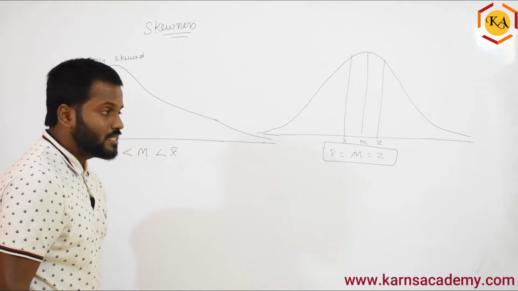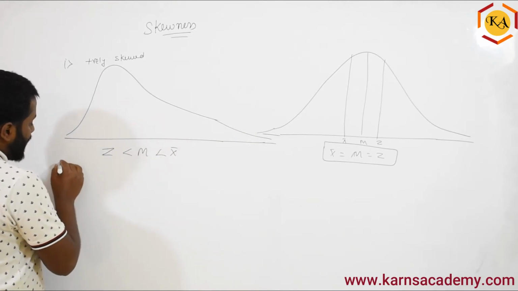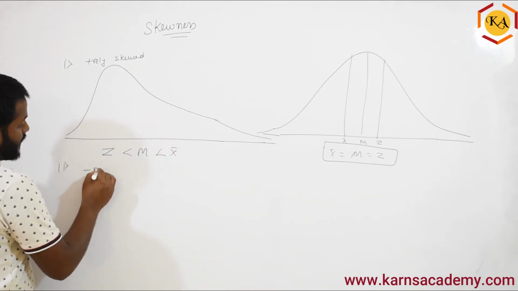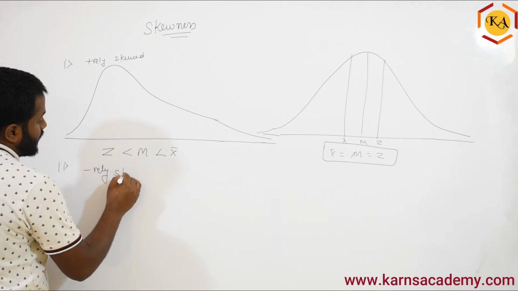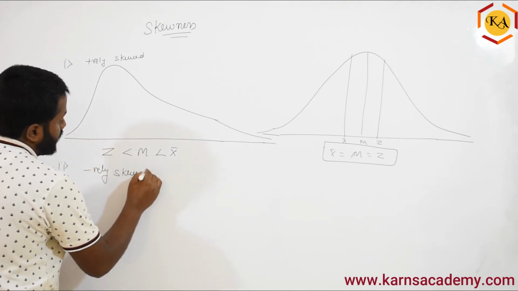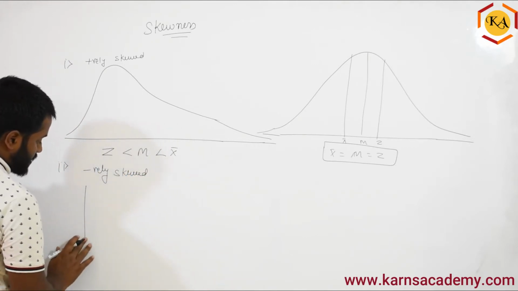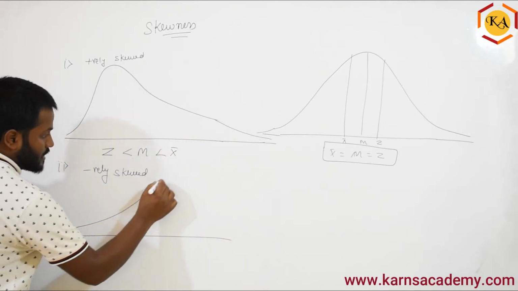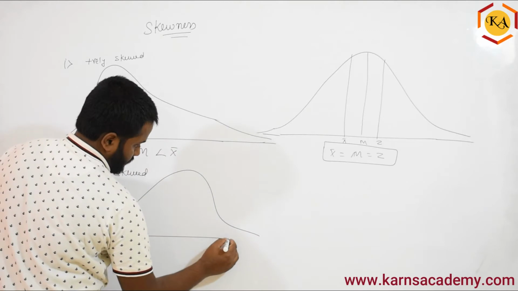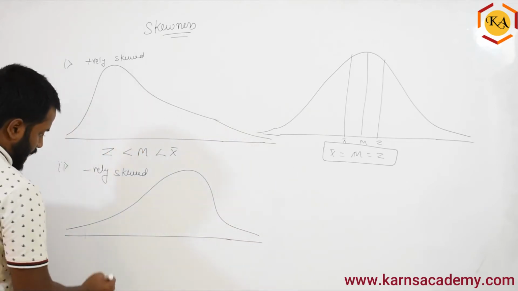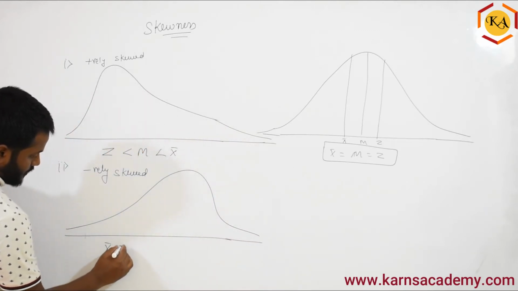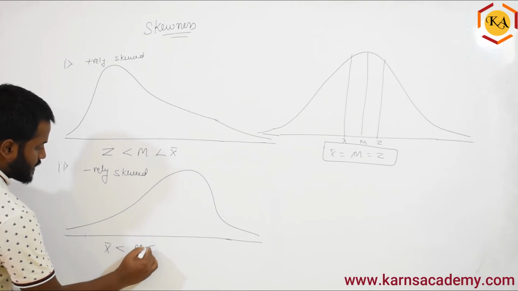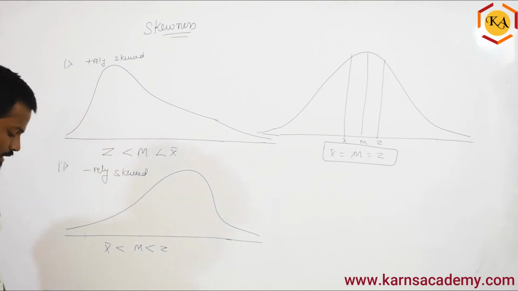This will happen. And similarly we have the second type, which is called negatively skewed. In this condition the diagram will be something like this. And here, mean less than median less than mode.